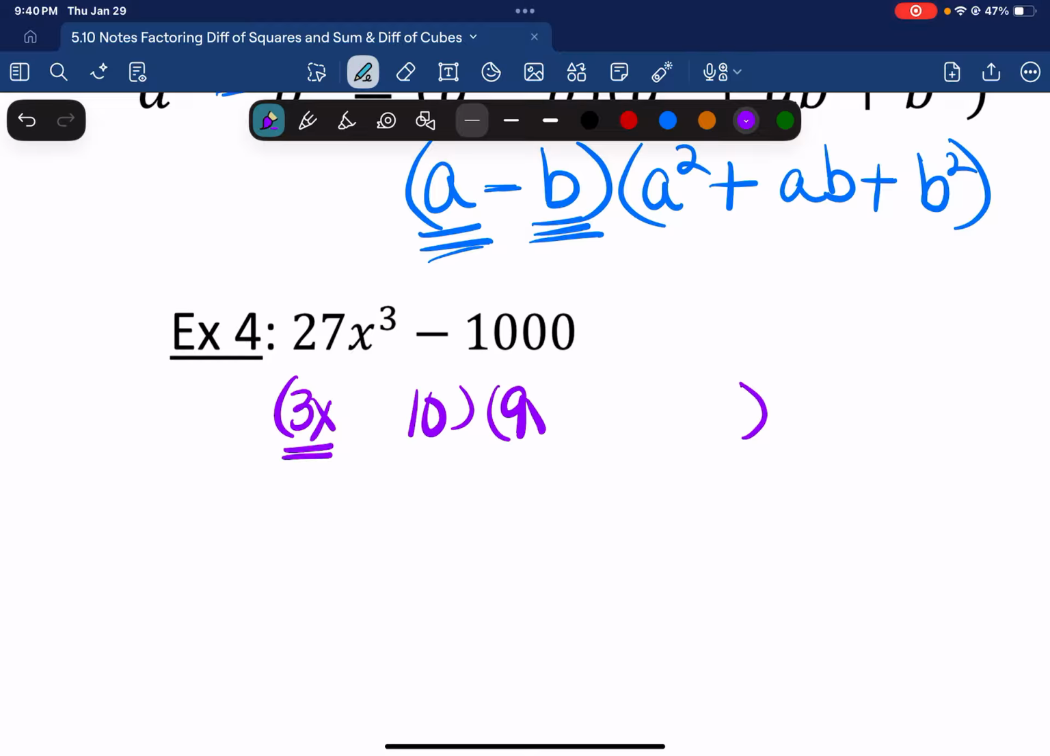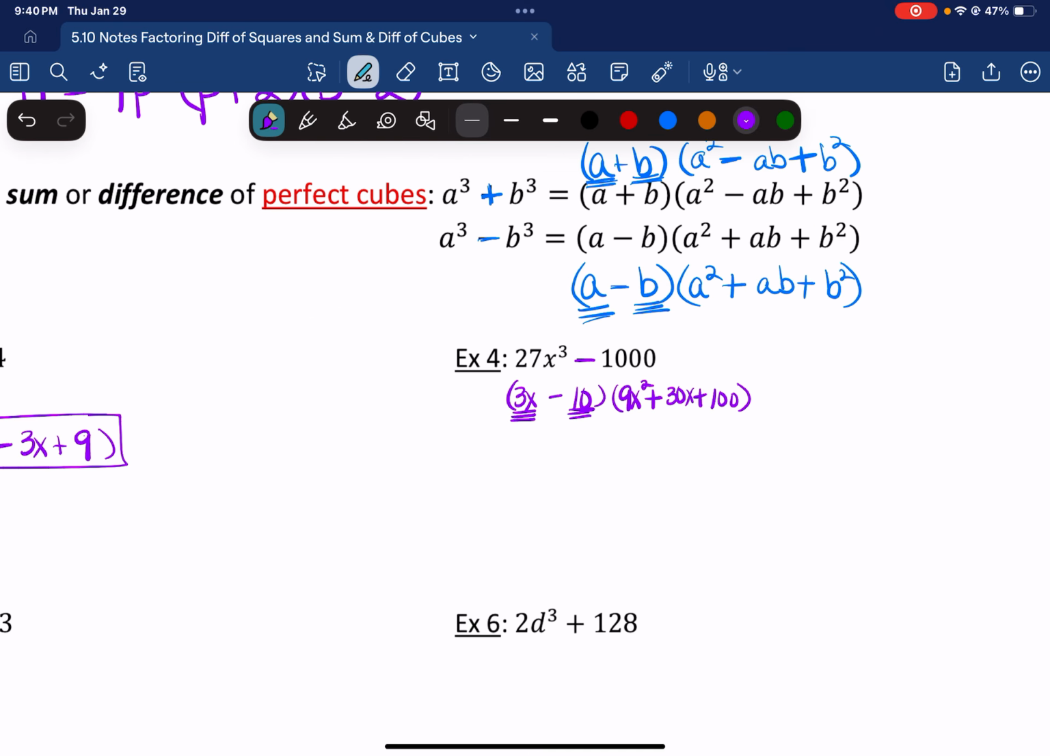First, 9x squared. Last times last is last, 100. First times last is in the middle, 30x. Isn't this a blast? The first sign's from the problem, minus. The second is reversed, plus. The last is always positive, no matter what the first.